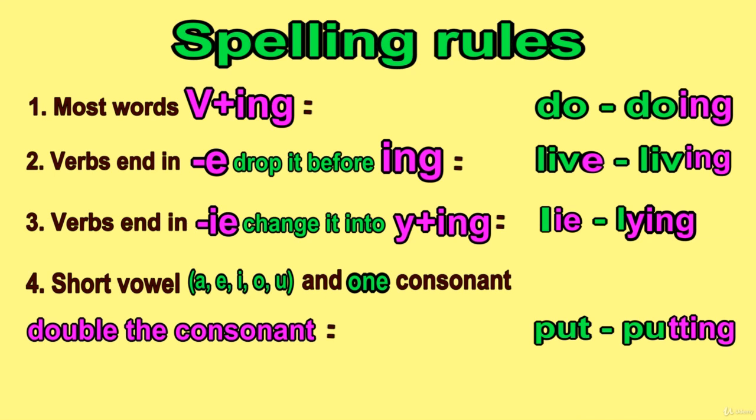In most cases, we just add the ending ing to the main verb. For example, do, doing. But if the verb ends with the letter E, then it drops it before the ending ing. For example, live, living. Pay attention, there is no letter E in the verb living. If the verb ends in IE, then it changes it into Y and gets the ending ing at the end. Lie, lying. Pay attention, IE is changed into Y.